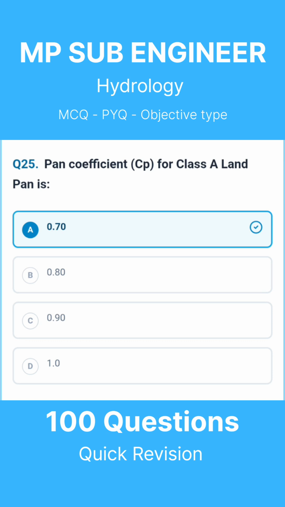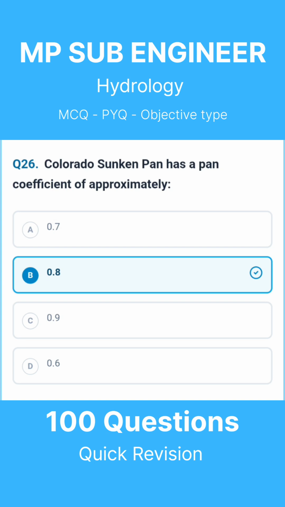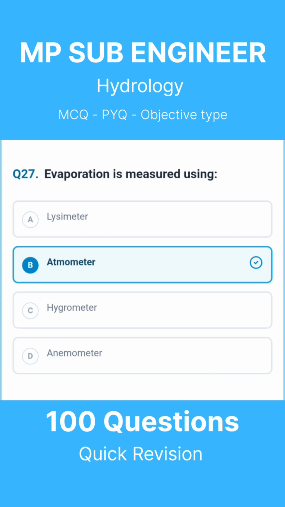Question 25. Pan coefficient Cp for Class A land pan is. The correct answer is 0.70. Question 26. Colorado sunken pan has a pan coefficient of approximately. The correct answer is 0.8. Question 27. Evaporation is measured using. The correct answer is atmometer.